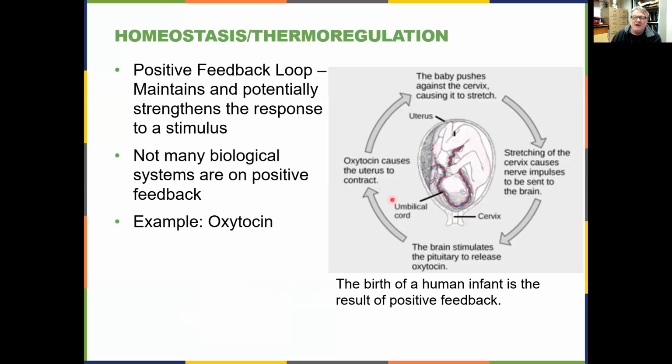So now we end up with a circle. So let's just pick up at a random part on this circle. Let's start with the brain. So the brain is going to stimulate the pituitary gland, which hangs just beneath the brain, to release the hormone oxytocin. Oxytocin goes into the blood, travels through the circulatory system, and gets into the uterus. And when it gets there, it causes the muscles of the uterus to contract. When the muscles of the uterus contract, it pushes the head of the baby towards the cervix, causing it to stretch.